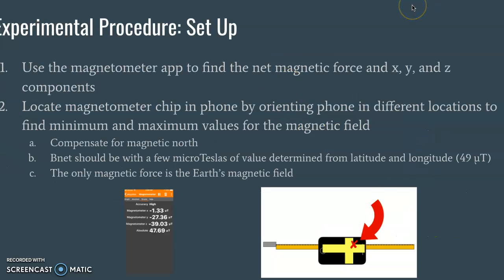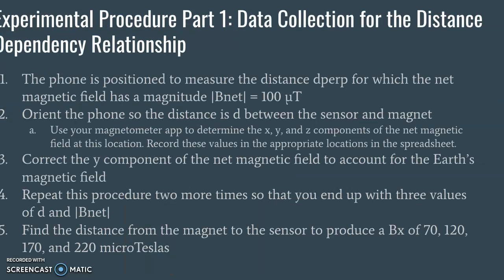In terms of experimental setup, we first downloaded the magnetometer app to find the net magnetic field, as well as the X, Y, and Z components. We first located the magnetometer chip on our phone by orienting the phone. Note that we wanted to compensate for magnetic north by ensuring that B net was only a few microteslas within 49 microteslas, which is determined from our latitude and longitude on Earth. We also wanted to make sure we compensated for the fact that the only magnetic field present is the Earth's magnetic field.